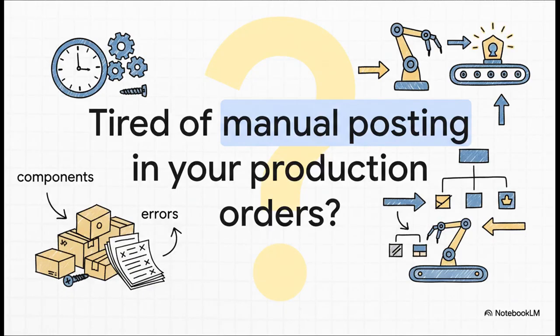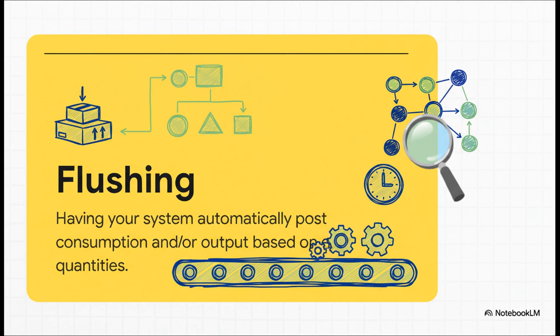Your team is spending hours and hours manually posting every single component, every minute of labor, every finished item. It's not just a massive time sink, it's practically an open invitation for mistakes. But what if you could make almost all of that just happen automatically? Well, you can. The solution is a concept called flushing. And honestly, it's a total game changer.